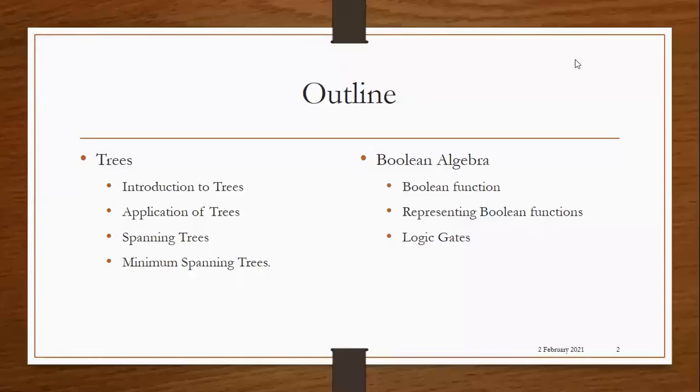Good afternoon. So, as I said, Unit 5 comprises two subtopics or subdivisions. The first one was trees, which we have completed. Now, the second subtopic of your Unit 5 is Boolean algebra, in which we will study the basics of Boolean functions, representing Boolean functions, and logic gates.